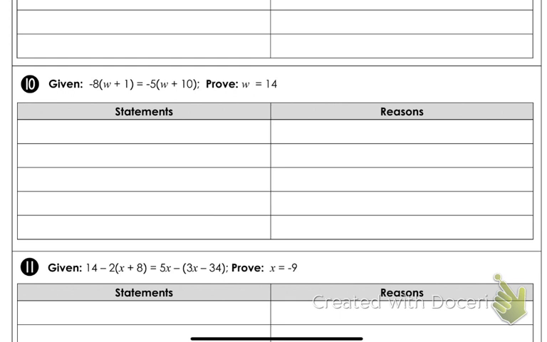All right, so my first step is always writing my given. So we should have -8(w + 1) = -5(w + 10). And that would be my given. Your next step should have been the distributive property. Whether you did it correct or not, we'll find out.